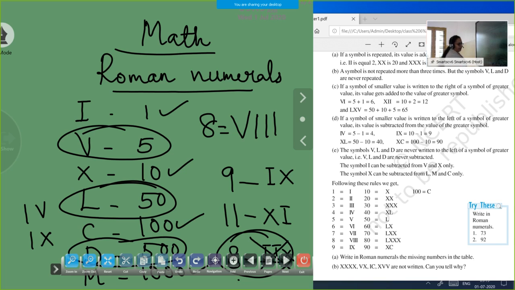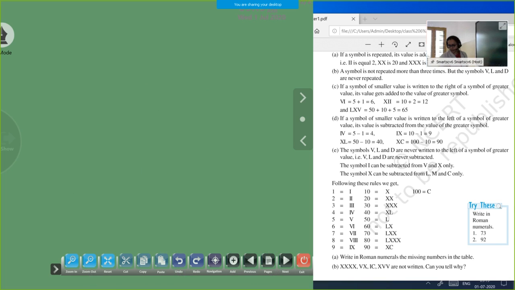Now the teacher is going to give the practice questions. Okay, that is a practice question. You have to write that practice question. The question is, write the Roman numeral for 4.